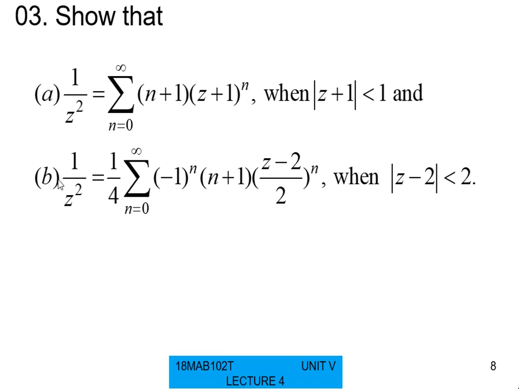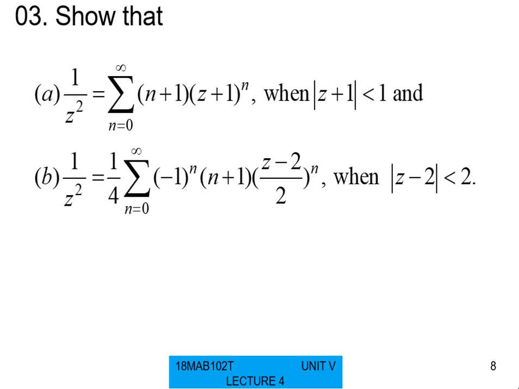See that the left hand side is the same, 1 by z square. But there are two different expansions. Why? Because the region is different. This is known as a region of convergence. Here mod z plus 1 less than 1. That means the circle whose center is minus 1, the radius is 1. The second question, the region of convergence is mod z minus 2 less than 2. The circle whose center is 2, the radius is also 2. Let's see the solution.